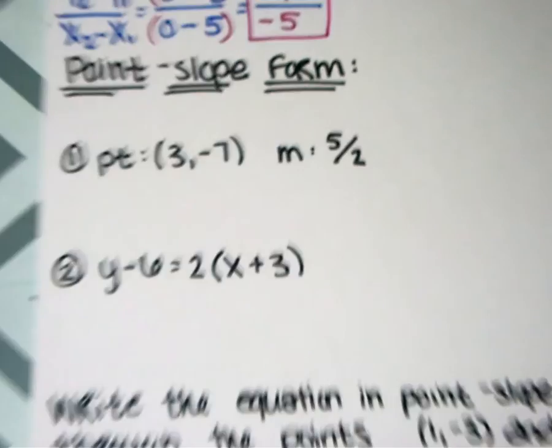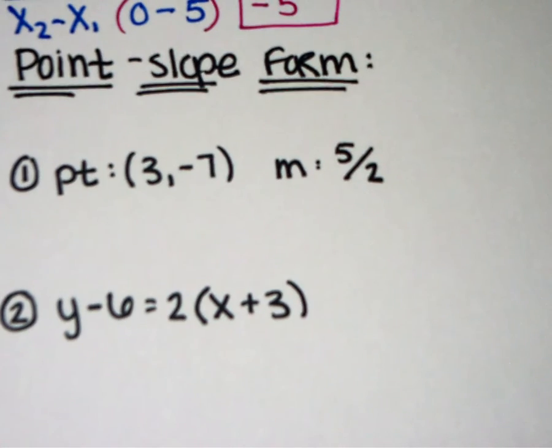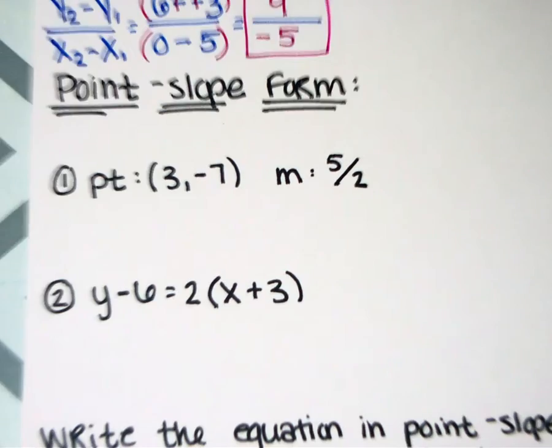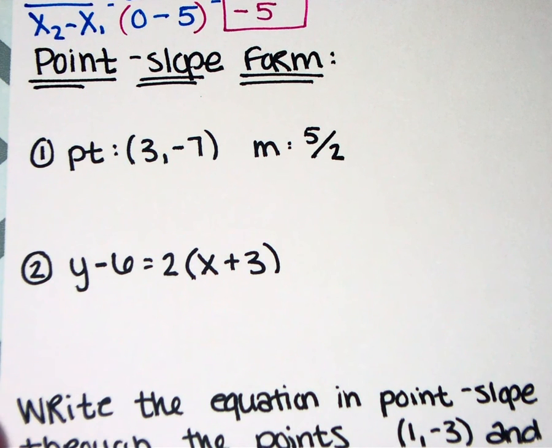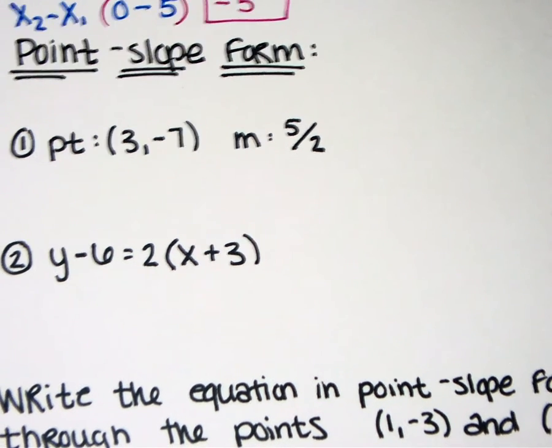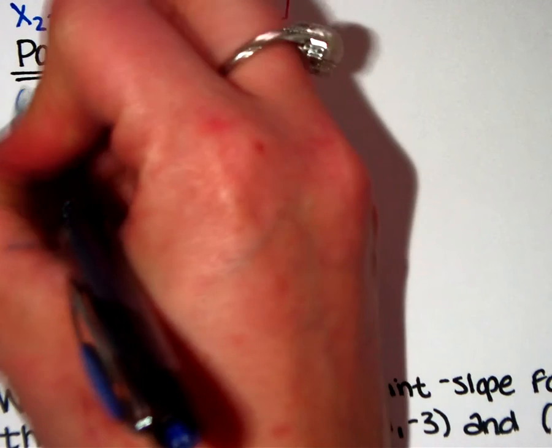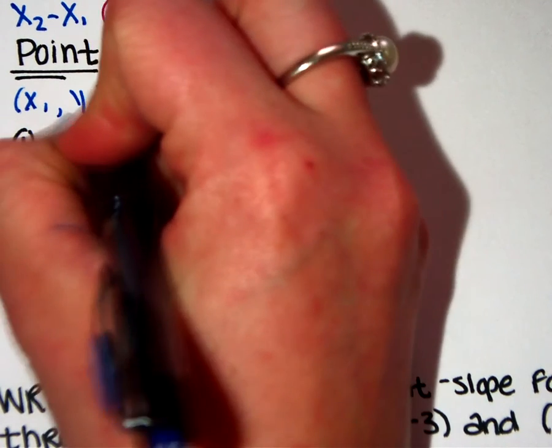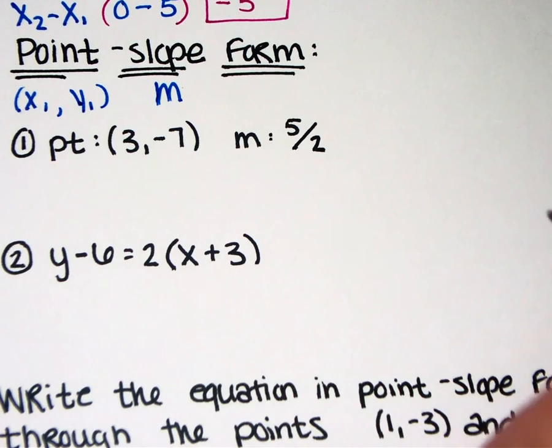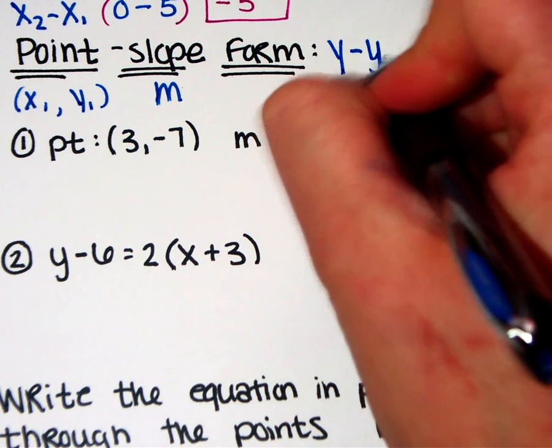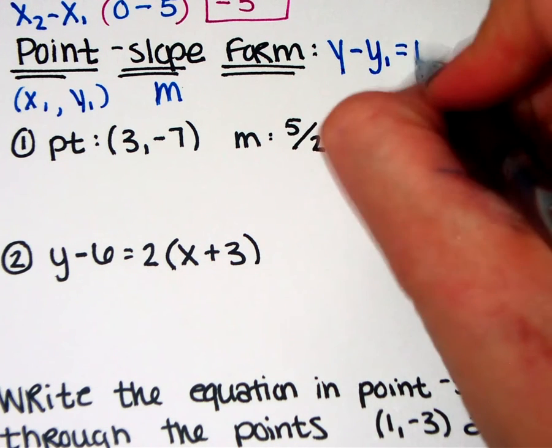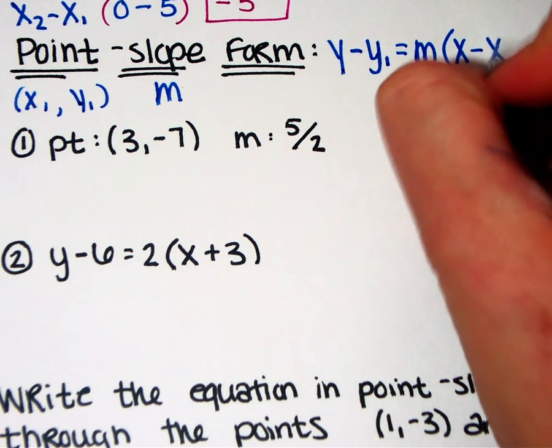Let's go ahead and move on to point-slope form. Point-slope form is an equation of a line, just like y equals mx plus b is slope-intercept form. The names of the lines are helpful to you because it tells you what you need. In point-slope form, I need a point, which is going to be (x1, y1), and I need a slope, which we're going to use as m. The formula is y minus y1 equals m(x minus x1).